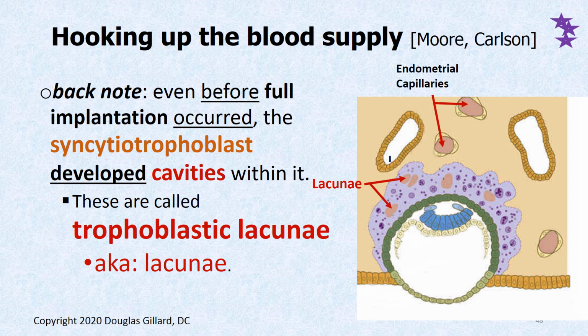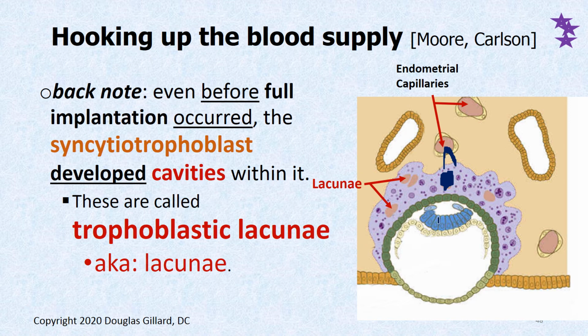So, back note, even before full implantation occurred, this cytotrophoblast was developing these cavities. They're called trophoblastic lacunae. Lacunae is like a lagoon, I think. Or you could look it up, but it's like a little cove in the lake. That's what these are. They're little coves, and they don't have anything in them yet. But the cytotrophoblast is going to tap right into mom's blood supply here, and these guys are going to fill up with blood. And great, simple diffusion can feed all the cytotrophoblast cells.